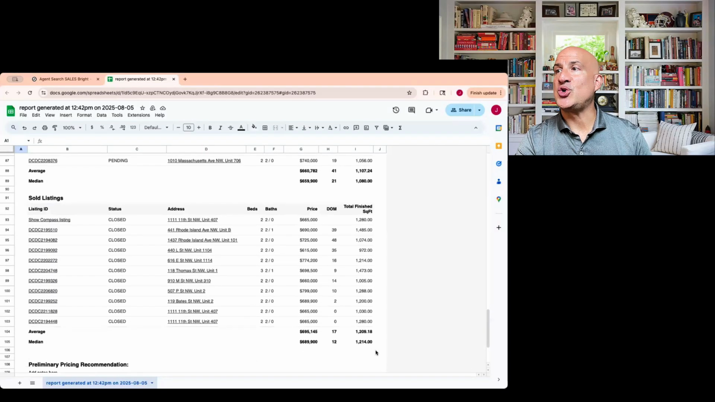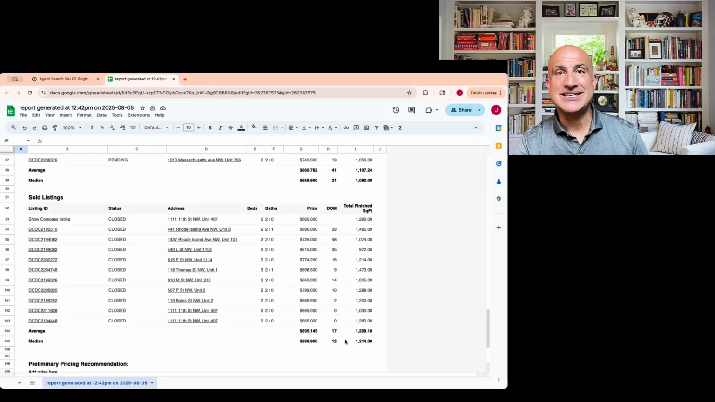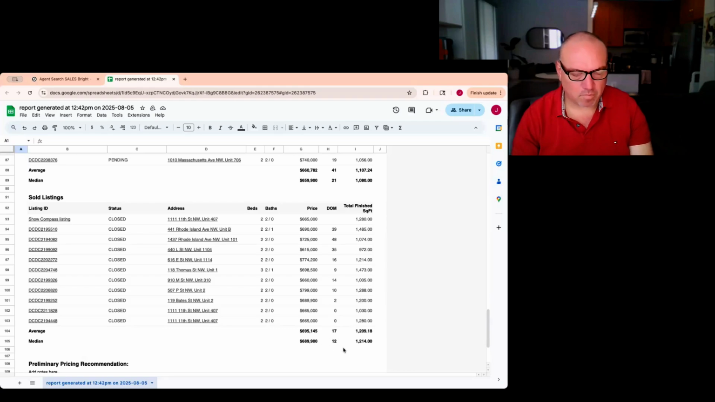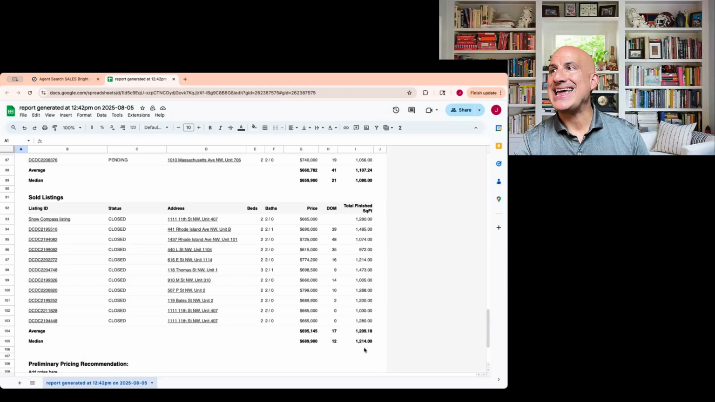What do I see in the solds? Look at the dramatic difference in the solds. Days on market median 12 days and total finished square feet 1,214. So much larger.